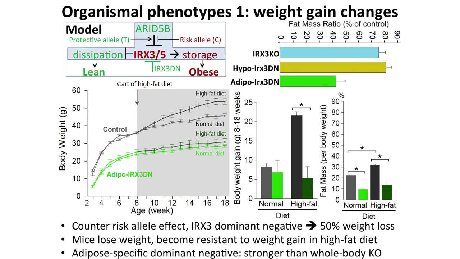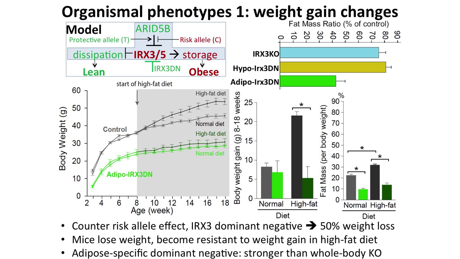So we actually built a dominant negative mouse that is expressing a dominant negative IRX3, specifically in adipocytes. And now I'm comparing this to the hypothalamus-specific IRX3 dominant negative, and you see the reduction in fat mass ratio, which is only 10% in the case of the hypothalamus, but approximately 60% in the case of adipocytes. So a dramatic phenotype, which is stronger than the knockout, is in fact seen here.